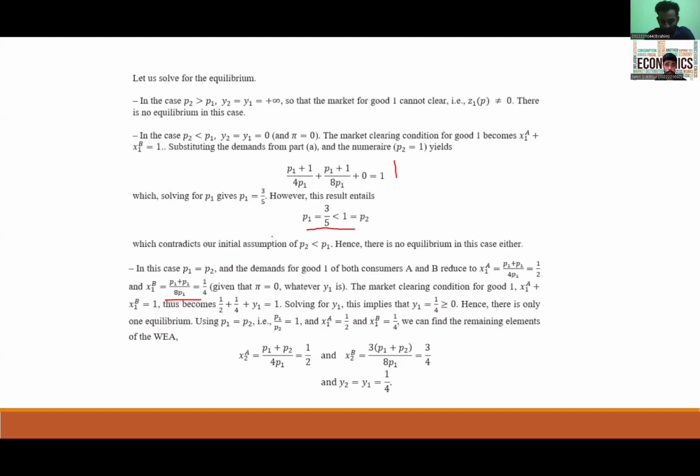Using P1 is equal to P2, that is P1 by P2 is equal to 1, with ground level simple mathematics we can get x1a is equal to half and x1b is equal to 1/4. We can find the remaining elements of the equilibrium allocation, which is shown here. Here x2a and x2b designate the demand for good two of consumer A and consumer B, and y2 shows the market clearing condition where the demand and supply are equal, which is 1/4.